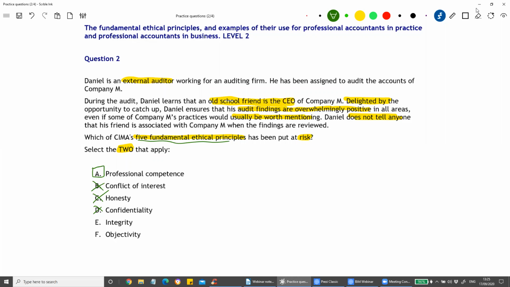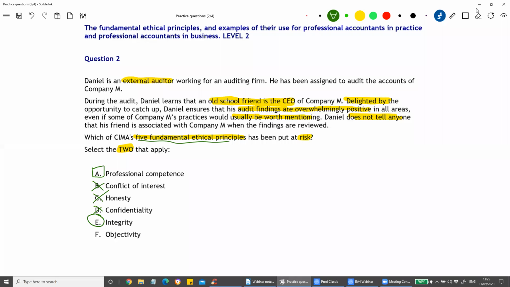Then we move on to integrity. Is Daniel being straightforward, honest, and truthful in all business and professional relationships? Well, no, he's not. Because what Daniel should be doing is saying to his auditing firm, I know the CEO of this company M. That might mean that in some way I'm subject to bias and perhaps someone else should carry out this audit. That would be up to the external auditing firm to decide. But Daniel hasn't done this, so he is not acting with integrity. This is one of the ones at risk.